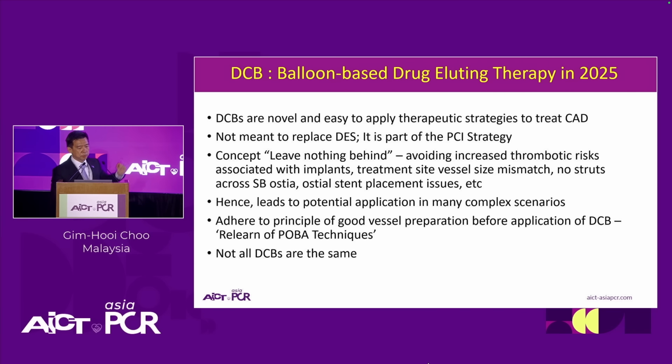This may be the most important summary slide. DCBs today are very easy to apply, and it's never meant to replace DES. It should be part of our PCI strategy. The concept of leave nothing behind is actually great because we don't have issues to deal with in terms of the metal implant. Therefore, we can think about DCB to be used in many complex scenarios. As long as you go according to the rules, with good preparation of the vessel, you can apply the DCB. But we have to relearn what we learned many years ago of how to do a good balloon angioplasty.